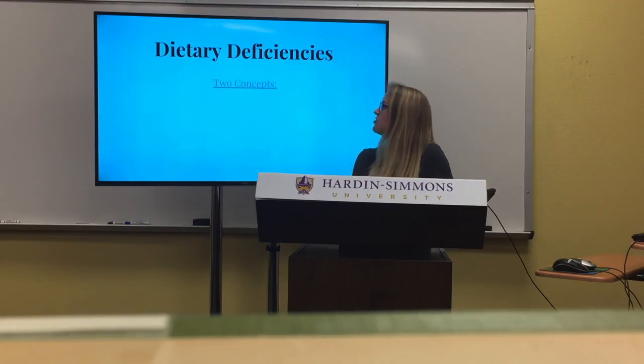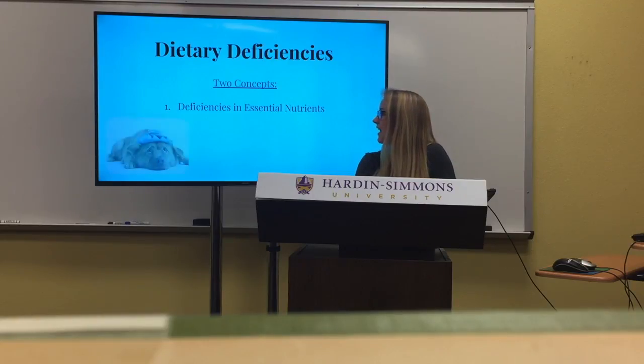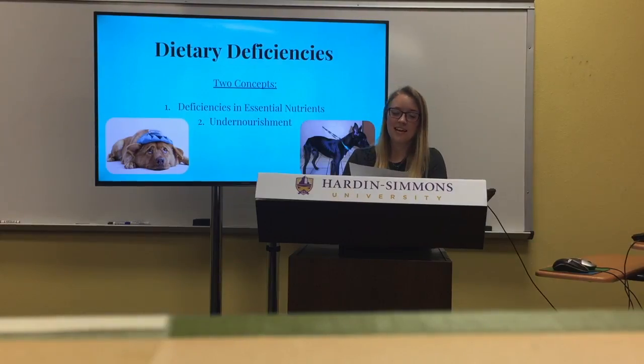All right, so we have two concepts to cover here. The first one being deficiencies in essential nutrients, and the next one being undernourishment. When an animal's diet lacks one or more essential nutrients, or the animal intakes less chemical energy than is required to fuel the animal's body, malnutrition occurs. Malnutrition can be defined as failure to obtain adequate nutrition.